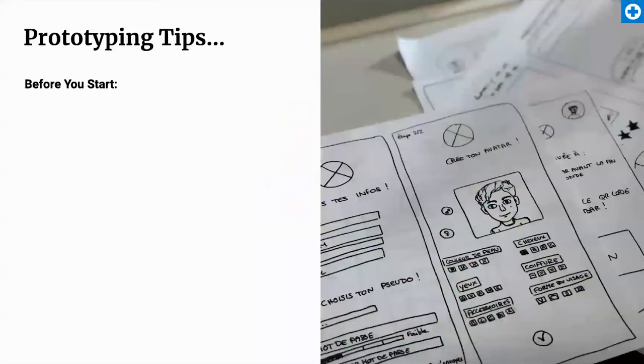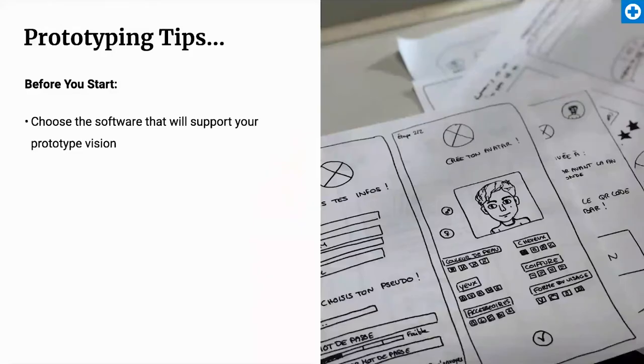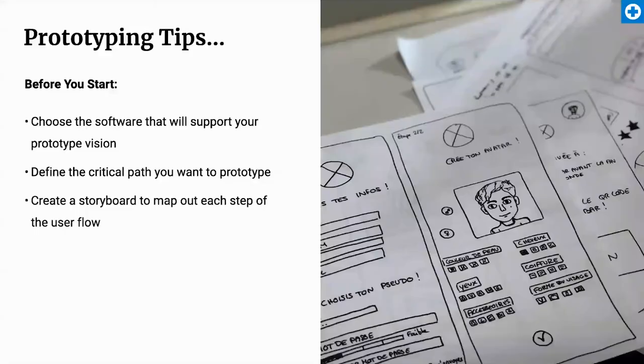Here are some tips gathered from our Uptop Health design team that we like to share with you. Before you start prototyping, you'll want to choose the appropriate software that will support your prototype vision. Does that specific tool have the capabilities you desire or need? As we said earlier, find the critical path you want to prototype so that you can fence in what you'll be prototyping. Creating a rough storyboard to map out each step of the user flow can be really helpful.